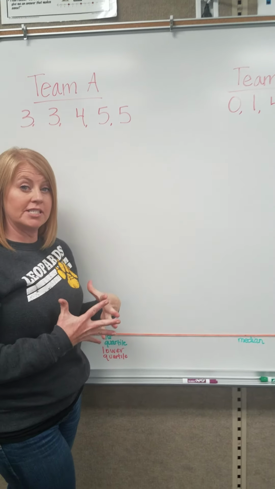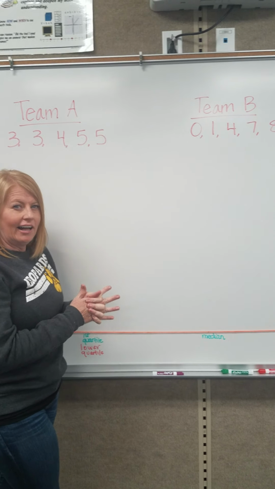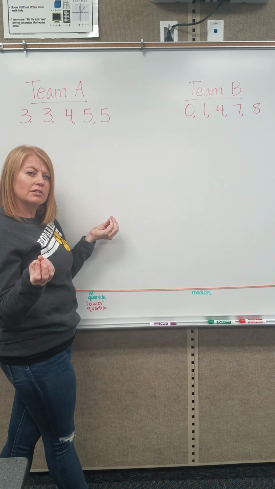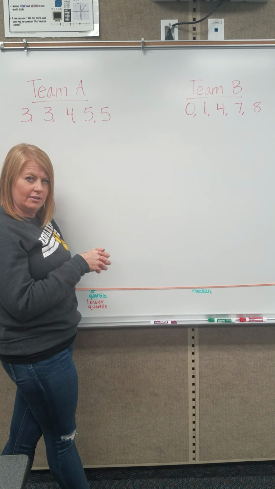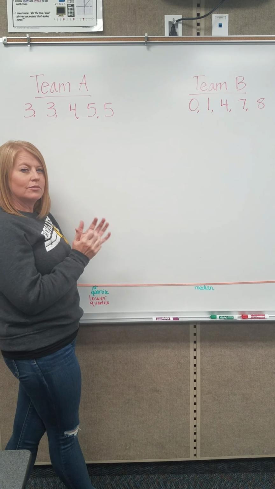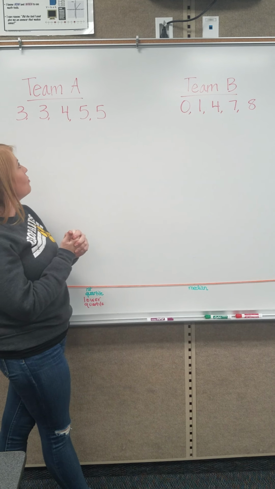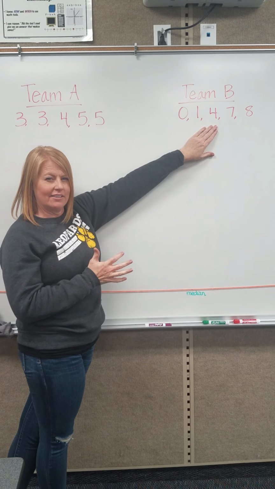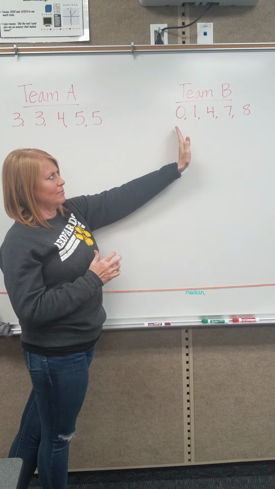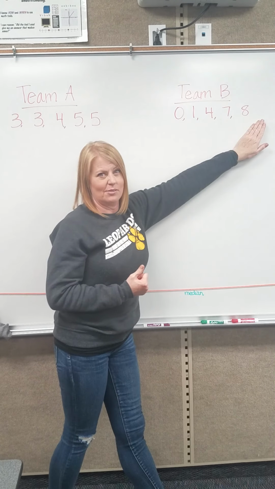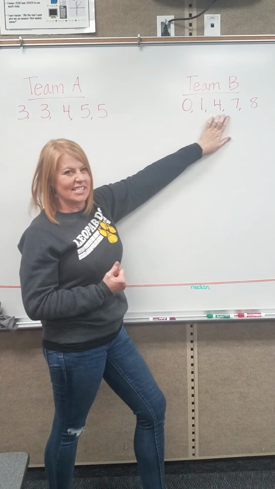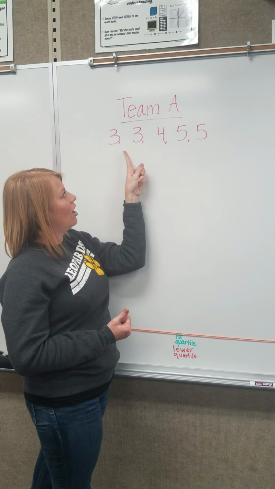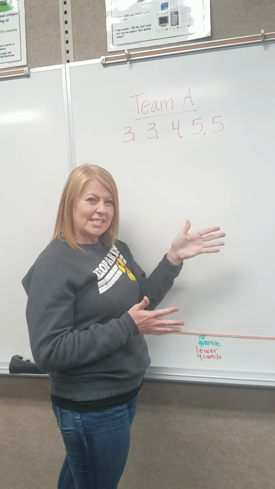I want you to look at both of those teams and decide for yourself what those data values look like. Are they super spread out? Are they pretty close together? What do you think? One team is quite different than the other team. Hopefully as you looked at that, you realized that Team B has data values that are a lot more spread out. Sometimes they got a 0, sometimes they scored 8. Not as consistent. On the other hand, when we look at Team A, all of their data values are pretty close together.